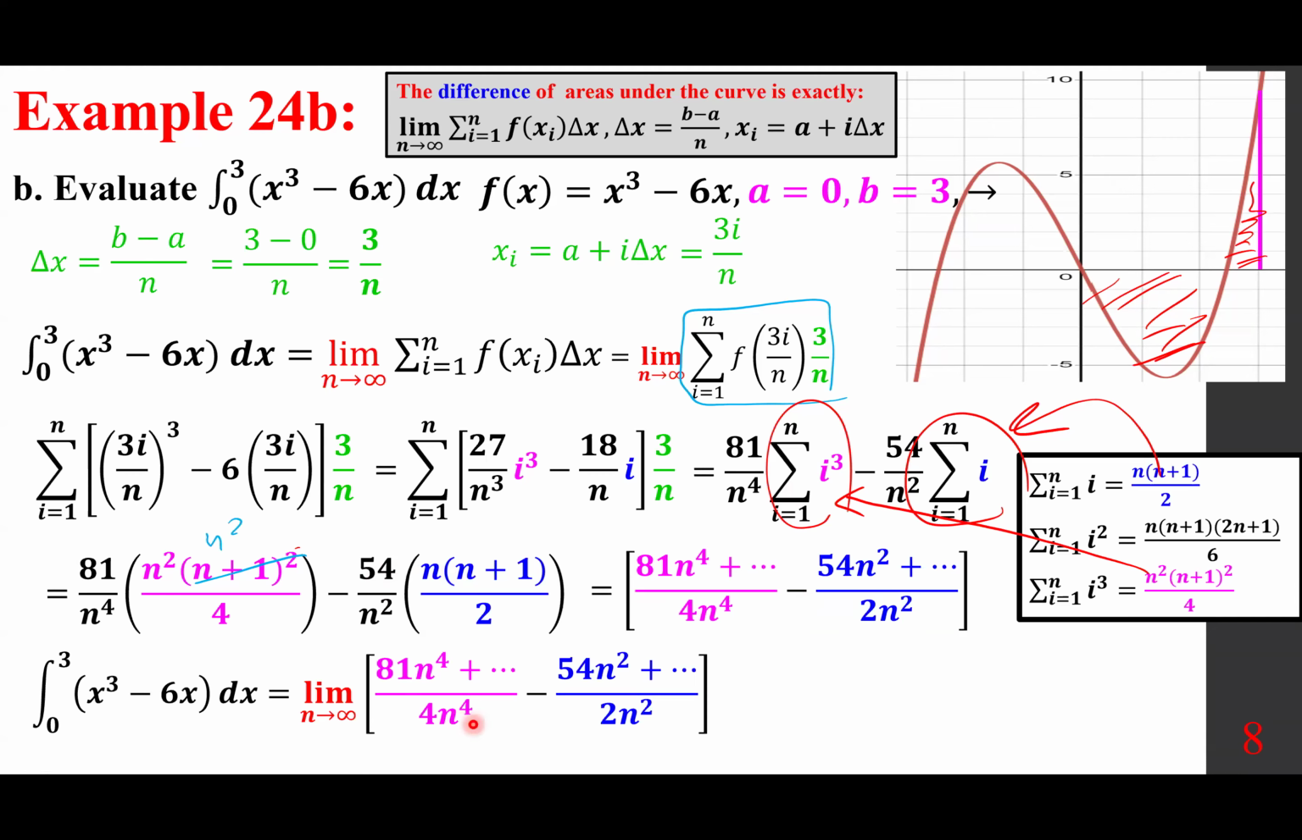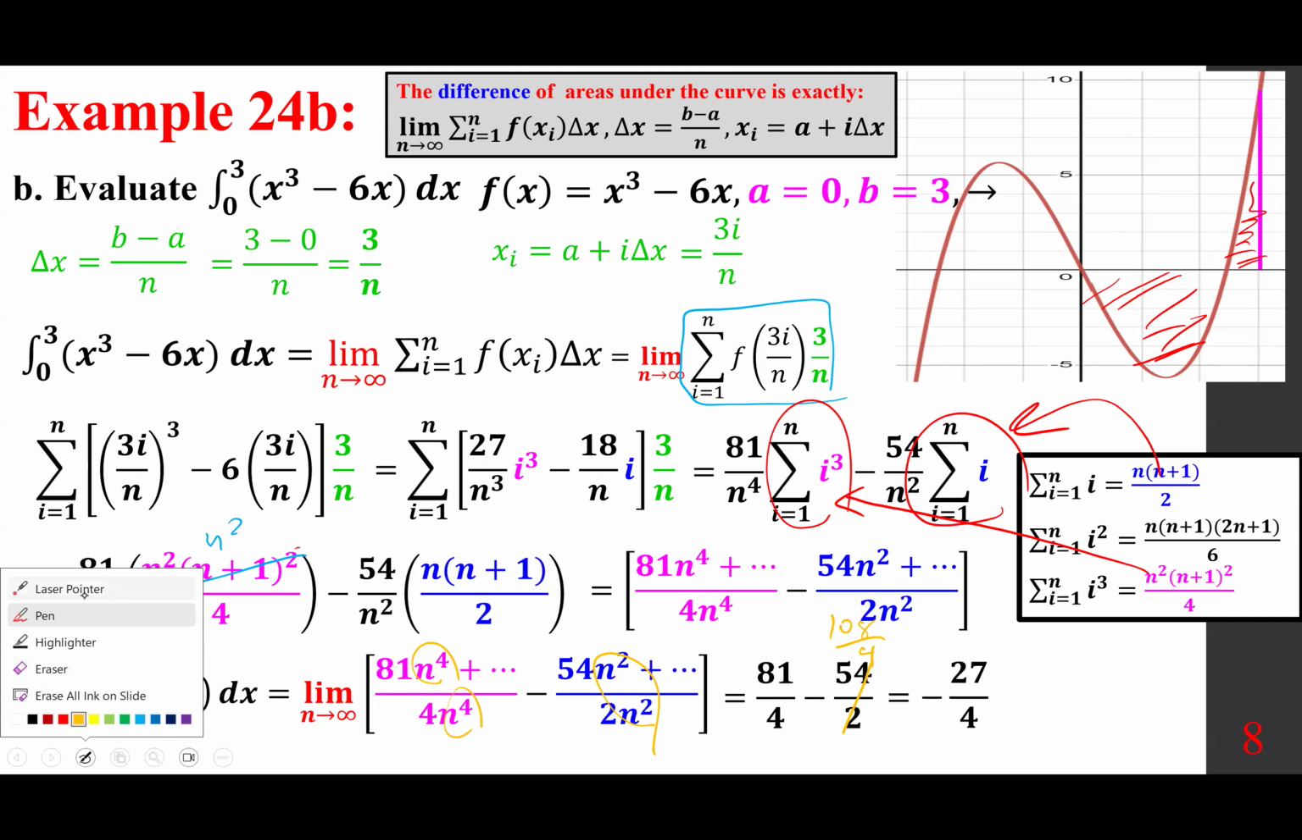And when we have a limit as n approaches infinity, and it's a rational expression, they have the same degree. It's just 81 over 4, the same degree, 54 over 2. So 81 over 4 minus 54 over 2. Let's change this to 108 over 4, and we end up with negative 27 over 4.